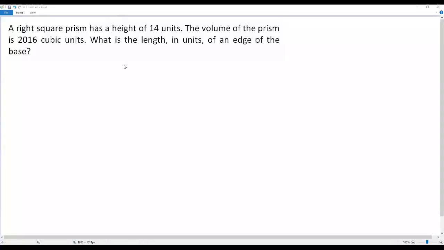Here we have a SAT math problem. Okay, let's go to the question. A right square prism has a height of 14 units. The volume of the prism is 2016 cubic units. What is the length in units of an edge of the base?